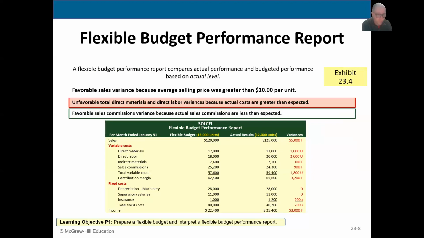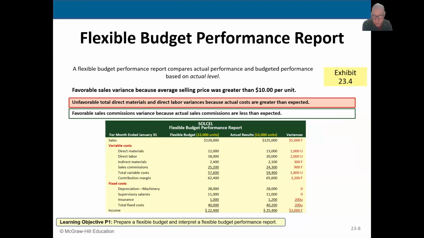But what about the other stuff? Indirect materials, sales commissions. We see that both of those have a favorable variance. They came in less than budgeted. Why? I didn't use as much adhesive as I thought I was going to, so I saved $300 there. Why are the sales commissions lower? Well, I negotiated a better rate with my salespeople.